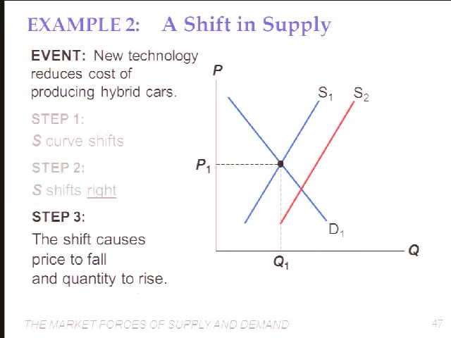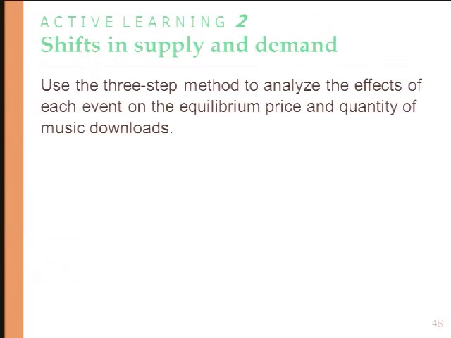Event A, a fall in the price of CDs, which you've already thought about, so you know what the effect of that is. Event B is sellers of music downloads negotiate a reduction in the royalties they have to pay. And event C, both events A and B take place. So once again, visit with your neighbors, and then I'll ask for volunteers to explain what happens and why.